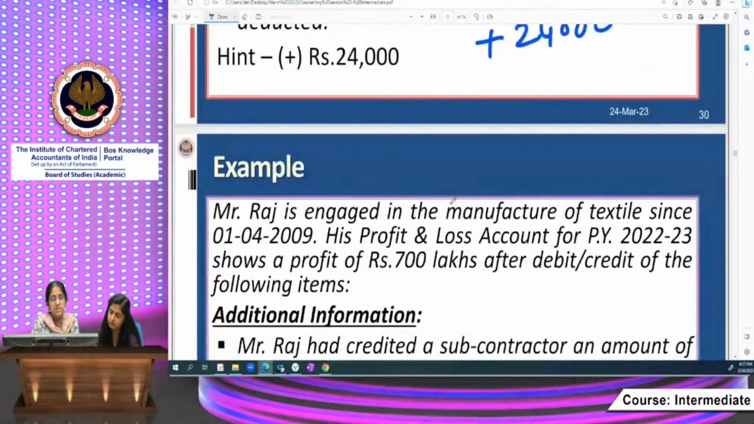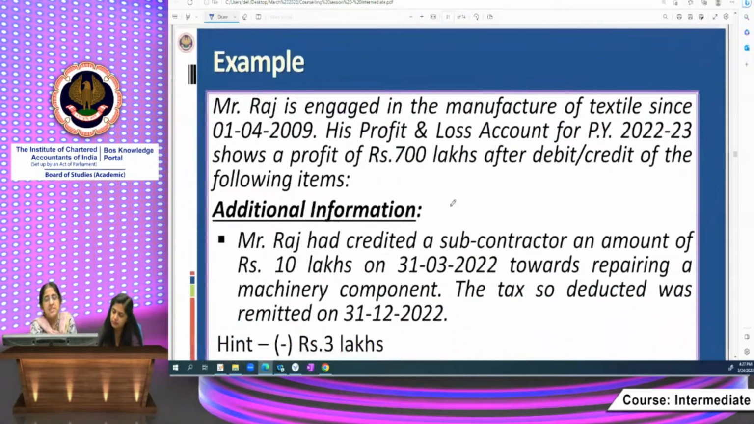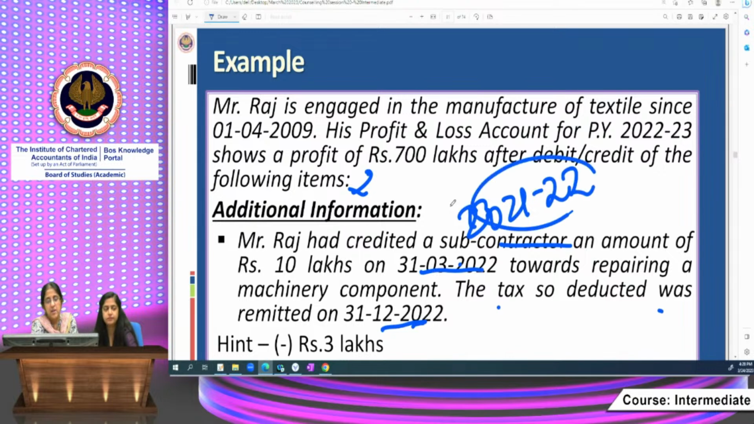But suppose it's the other way around. Mr. Raj is engaged in the business, same thing. And instead of coming in the debit, this additional information is provided. Mr. Raj had credited a subcontractor an amount of 10 lakh on 31/3/2022 towards repairing a machinery component. The tax so deducted was remitted on 31/12/2022. They are talking about the earlier previous year, 2021-22, in which 10 lakhs has been credited. Fine. That time, but the tax deducted was remitted only on 31st December.